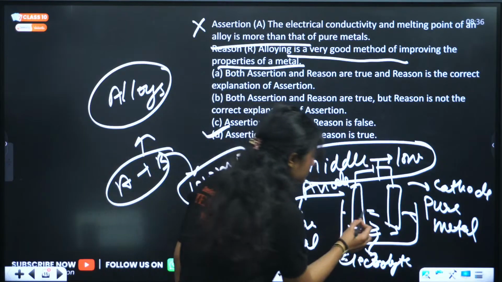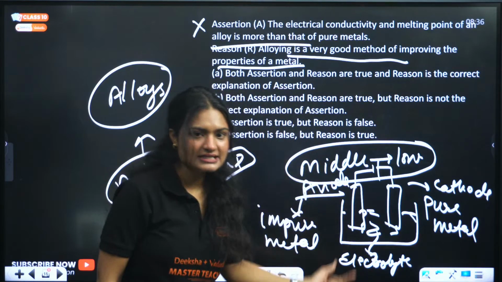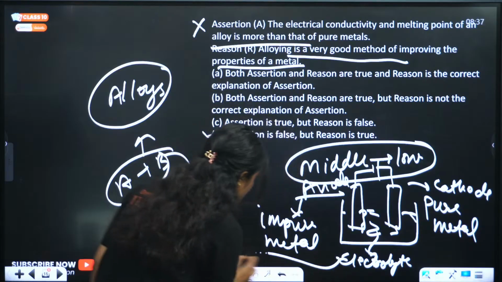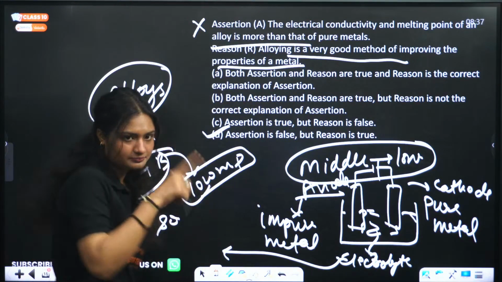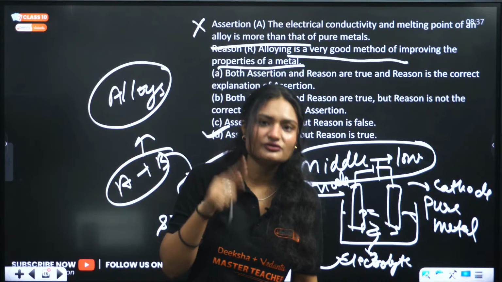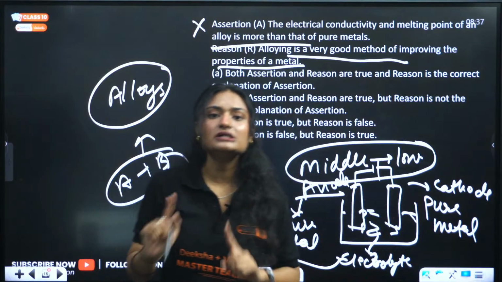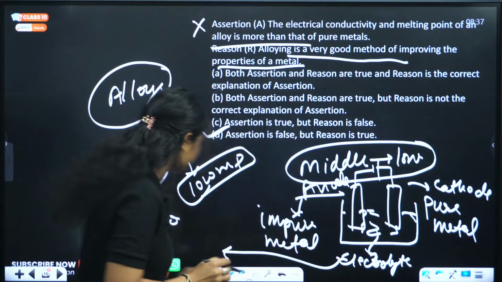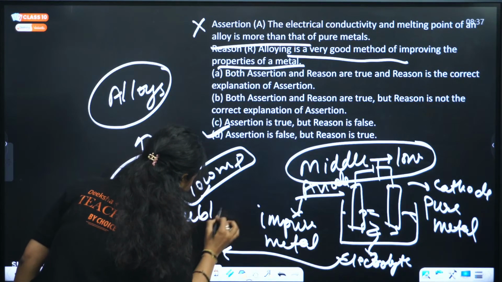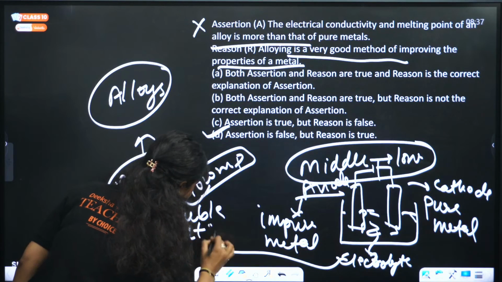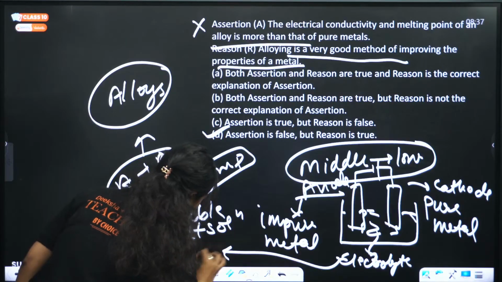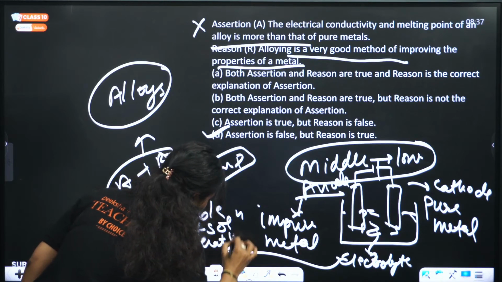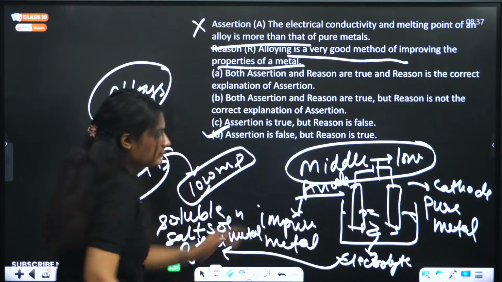This anode starts breaking. One more thing, this electrolyte is a soluble salt solution of that metal, the metal that we are trying to refine. Clear? Remember these three things.